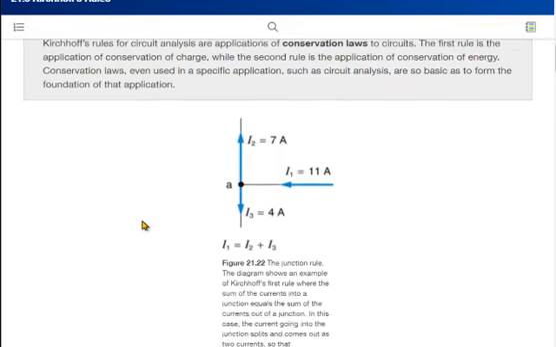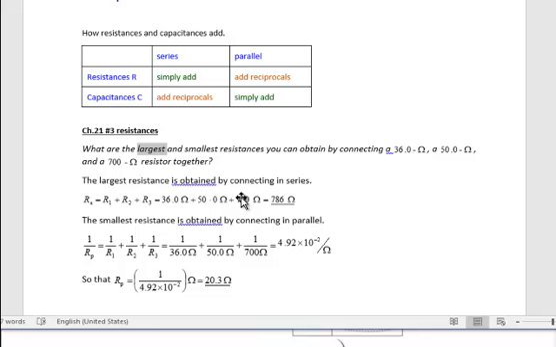So here in this first problem, I kind of like this problem. Now, what are the largest and smallest resistances you can obtain by connecting a 36, 50, and 700 ohm resistor together? Well, the largest one is you simply put them in series, which is exactly what they do right here. 36 plus 50 plus 700 is 786. By the way, this one right here is supposed to be a decimal point. I got that from a solution manual. I cannot fix that. So you come up with the 786.